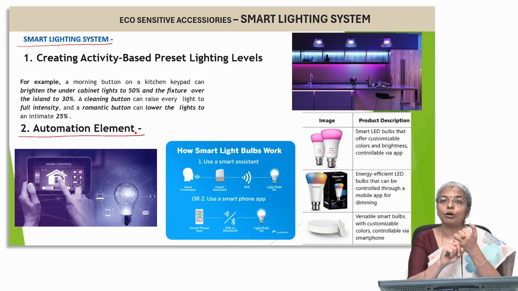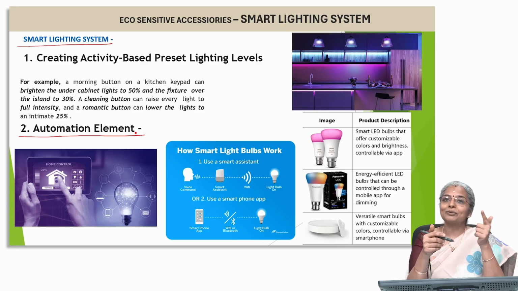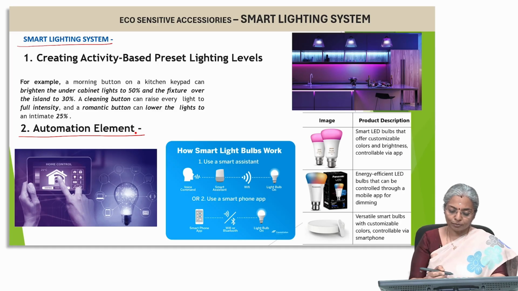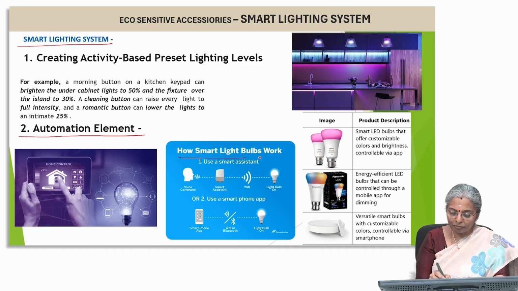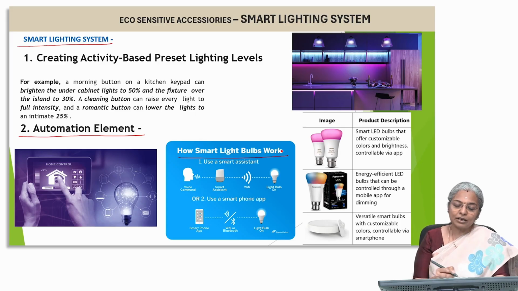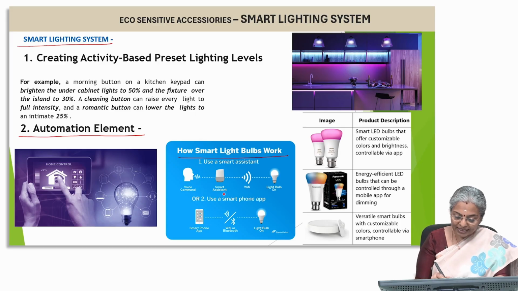Then it looks at occupancy, the number of people in that room, and even the location of your smartphone, so that it knows where you are sitting and focuses more light in that particular place. Smart light bulbs work using technology related to a gadget called a smart assistant, which you are all aware of, and you could also require Wi-Fi.